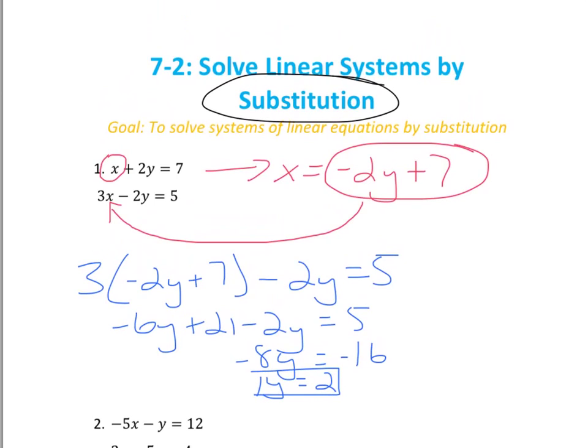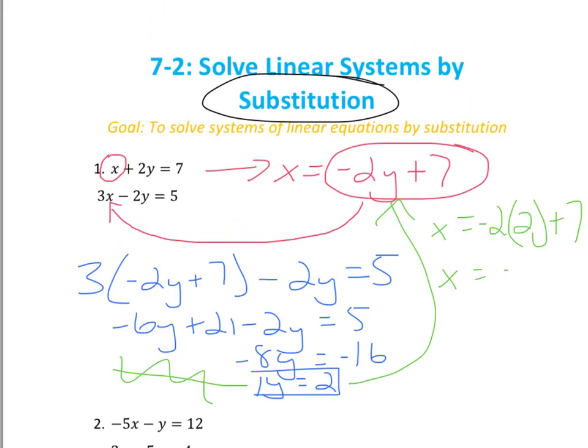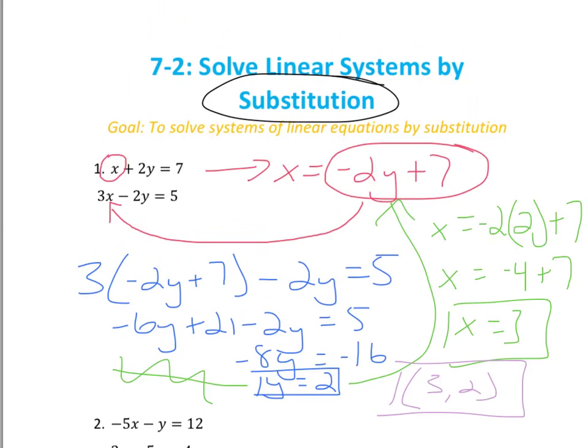In my opinion, it's easiest to just use the original one. So we're just going to plug in. Well, I guess this one even makes more sense. Let's scratch that. Let's just go right up here and plug it in up there. So x equals negative 2 times y, which is 2, plus 7. So x equals negative 4 plus 7. x equals 3. So that means that the coordinates for the solution are 3, 2. You can have the answer either as x equals 3 and y equals 2, or as this one coordinate, 3, 2. Either way works just fine.